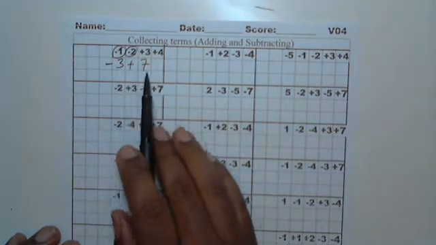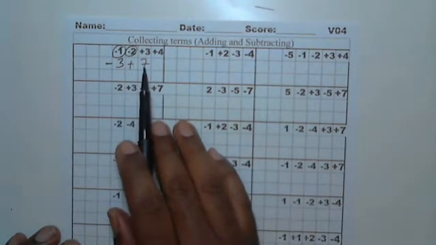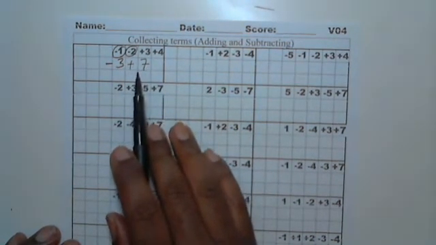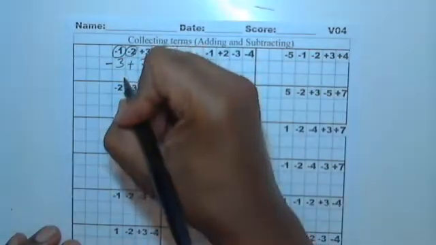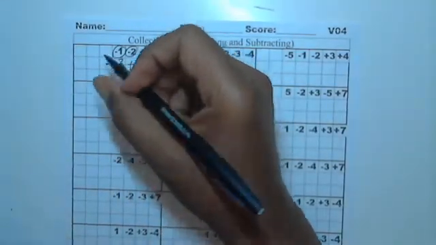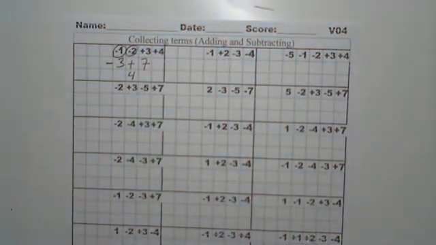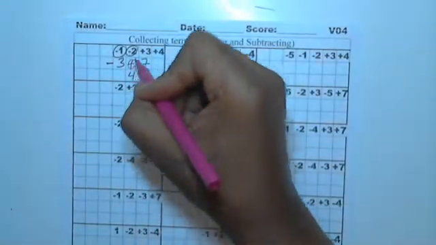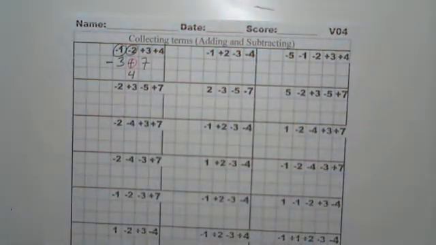Okay, now we have different signs, -3 and +7. Different signs subtract. So when we subtract 3 and 7, we're going to get a 4. And the bigger sign for these will be the 7, which is positive. So the final answer will be a +4.